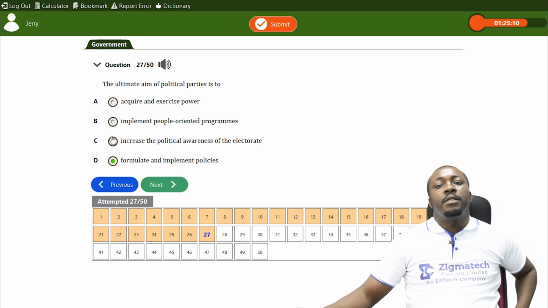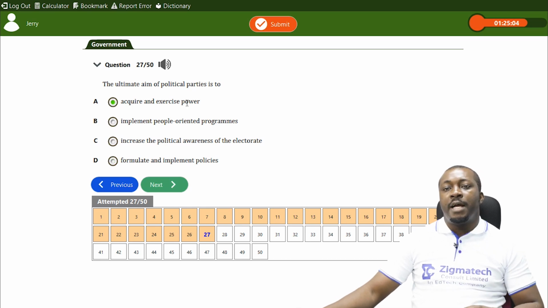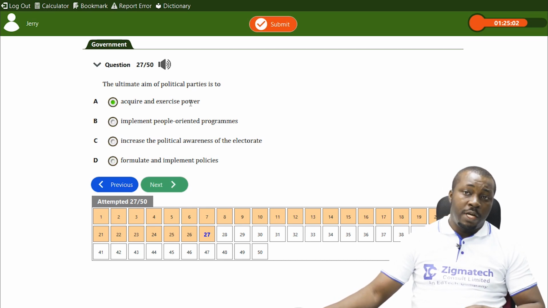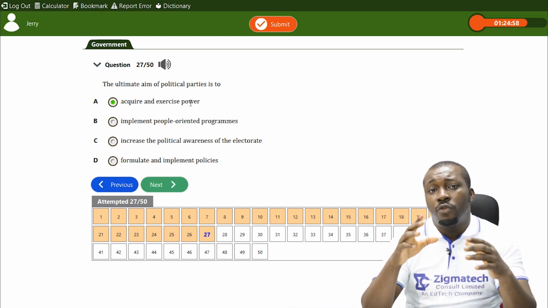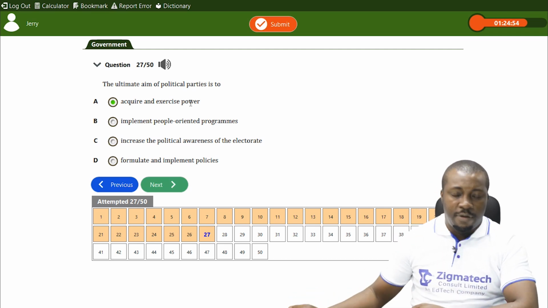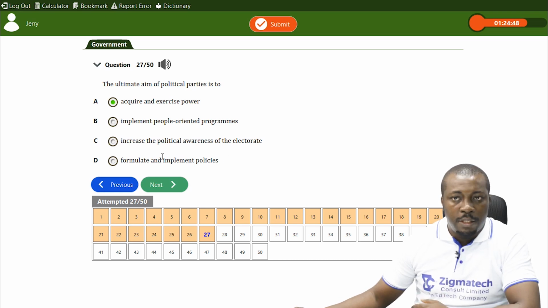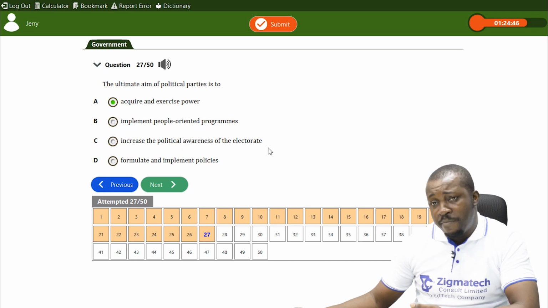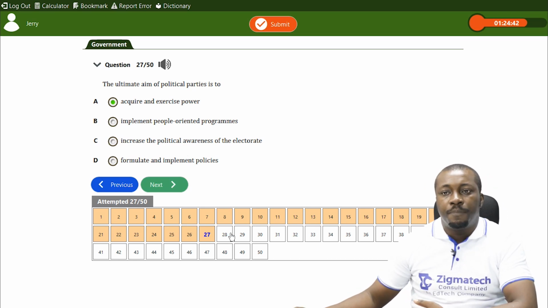Now, political parties do all this, but their main aim is A, which is acquire and exercise power, which is usually political. That acquire and exercise power is about control and form and control the government. So that is the answer. All these other ones, they do them when they get to power. The C, they do it during their campaigns and their debates. So A is the answer.